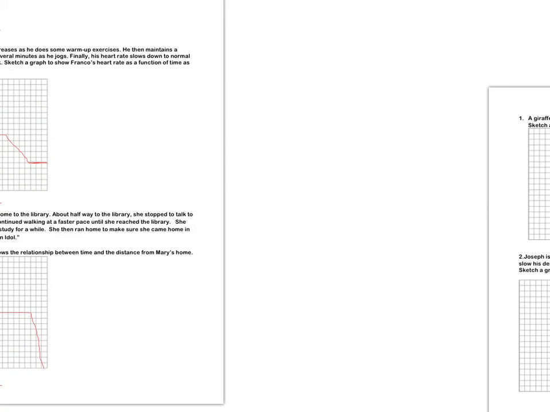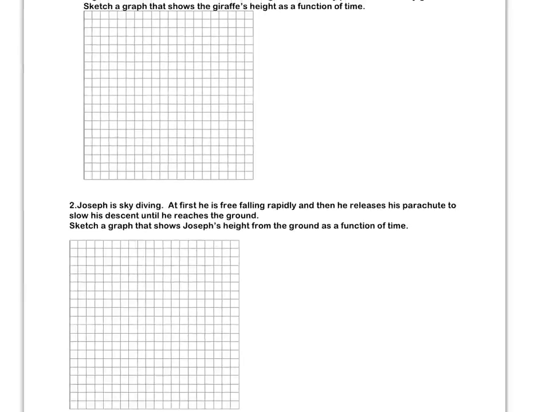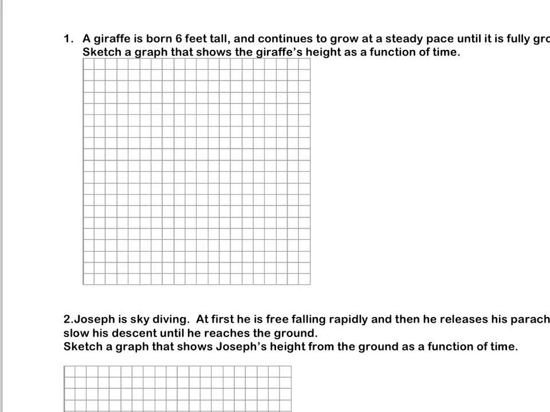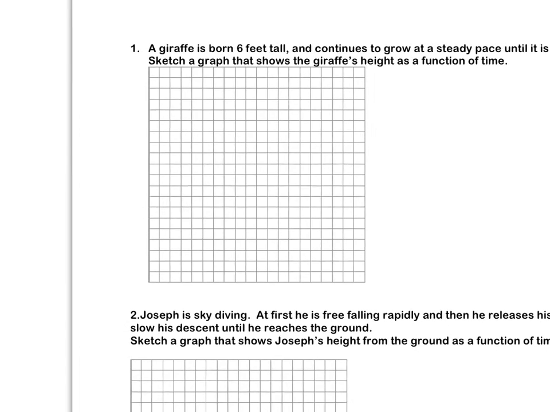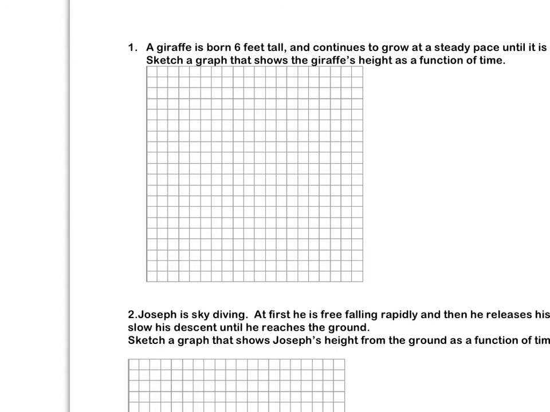Example number 3, or I'm sorry, the first one on the back, talking about the giraffe being born. A giraffe is born 6 feet tall. Once again, 2 variables, time, and this would be the height of the giraffe. Once again, the giraffe is born 6 feet tall, so this line would not start at the origin. This line would start somewhere up on the y-axis.